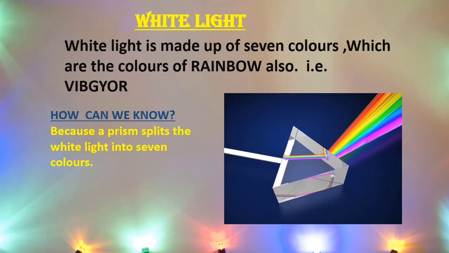Now, white light. What do we mean by white light? White light is made up of 7 colors, the colors of the rainbow. That is also called VIBGYOR, the short form to remember the colors' names. The first color is violet, then indigo, blue, green, yellow, orange, then red. As you can see here, a prism splits the white light into the 7 colors. This white light mainly comes from our source of energy, the sun.